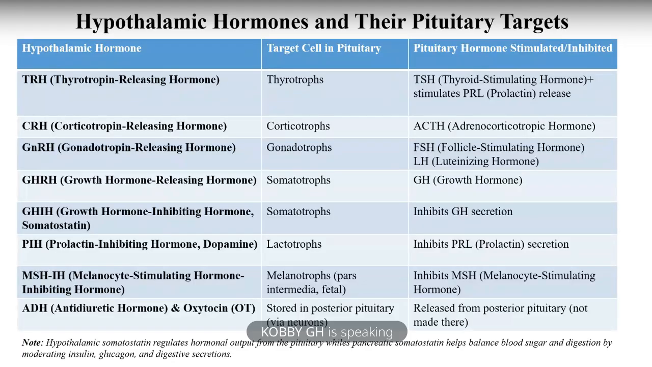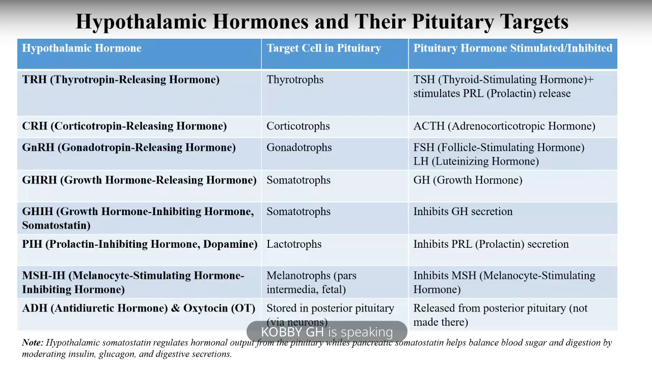Now when we enter the anterior pituitary, we have some cells there. We have the thyrotroph cells, the corticotroph cells, the gonadotroph cells, the somatotroph cells, the lactotroph cells, and the melanotroph cells. Is that okay? Now, the hypothalamus will produce thyrotropin releasing hormone.